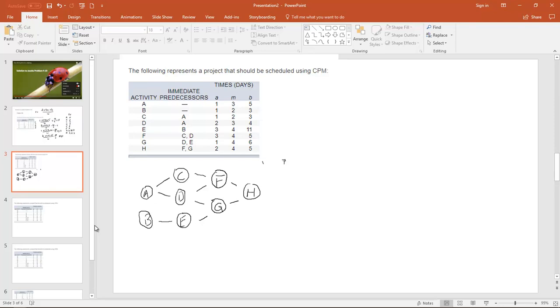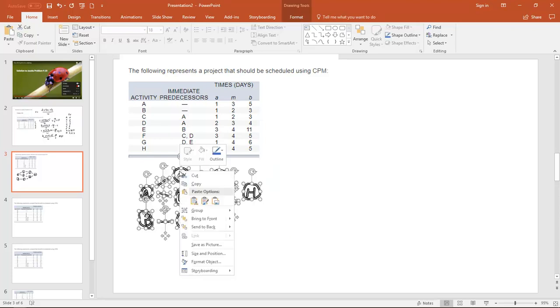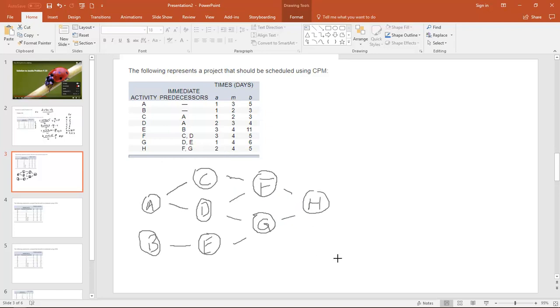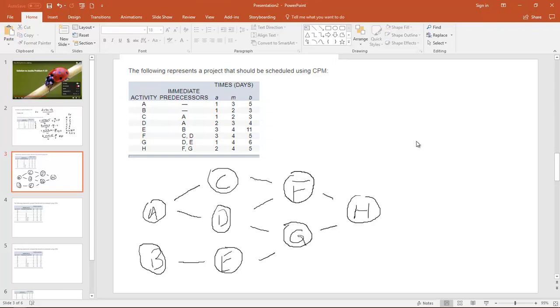So that's our network. Now what we have to do is plug in these numbers from the previous slide, and we have to figure out what the critical path is. I drew it a little bit tight here, so let's see if I can do something about that and make it a little bit bigger. I just grouped them together, and now they're treated as one. I think I needed that much room.